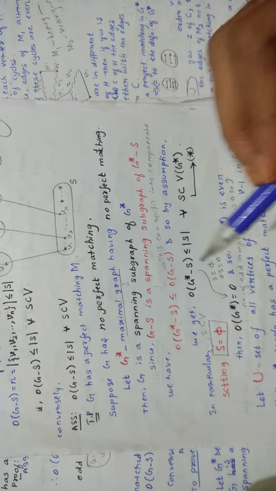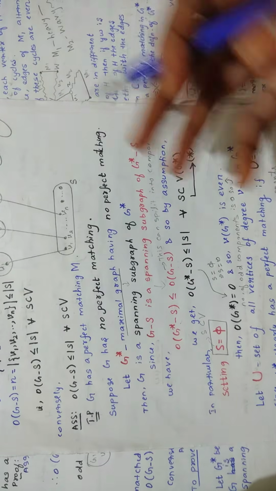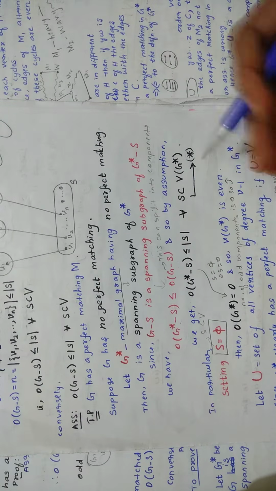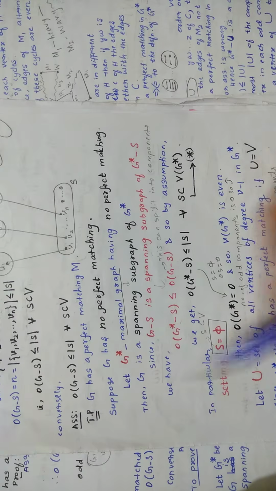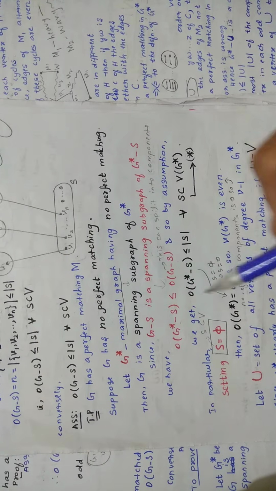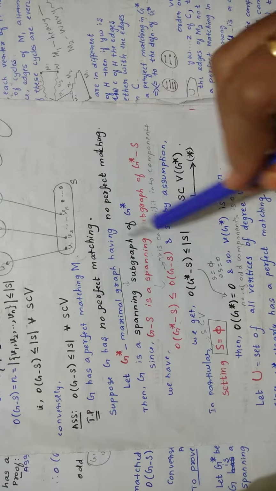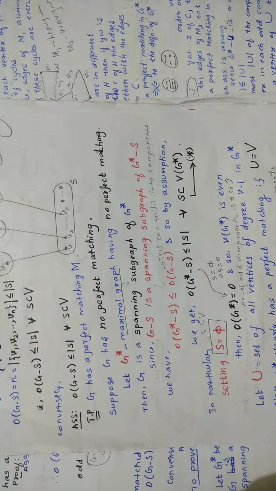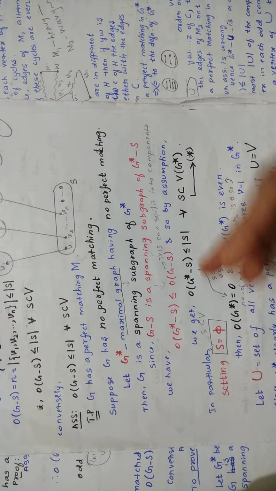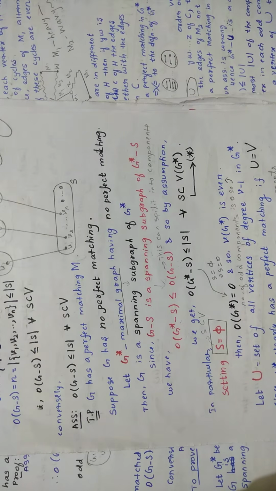If G has no perfect matching, then you are considering another graph, that is G star, and this G star is a maximal graph. This maximal graph has no perfect matching. That is how you are taking a graph G star.